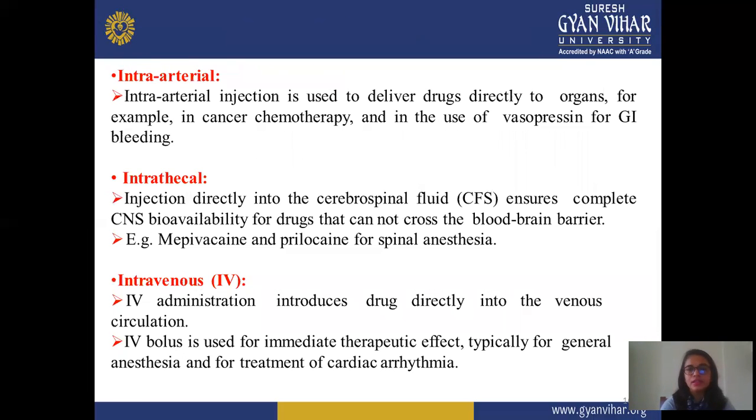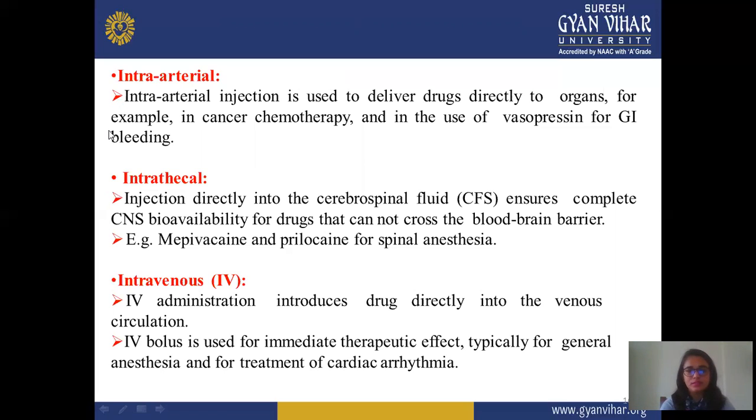First is intra-arterial. Intra-arterial injection is used to deliver the drug directly to the organ. For example, in cancer chemotherapy, or vasopressin for GI bleeding. This injection is used mainly for chemotherapy or cancer therapy, and you apply it directly into the artery. Next is intrathecal. In this, the injection goes directly into the cerebral region and assures complete CNS availability of the drug that cannot cross the blood-brain barrier. You apply it in the CSF, or cerebrospinal fluid, and check the availability in the CNS without crossing the blood-brain barrier.